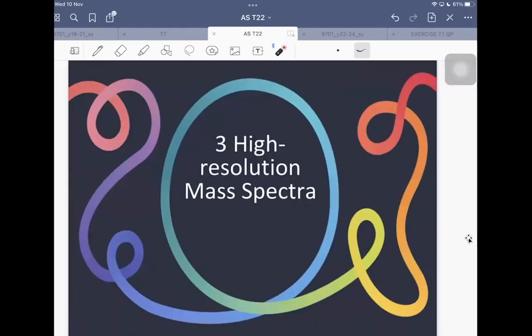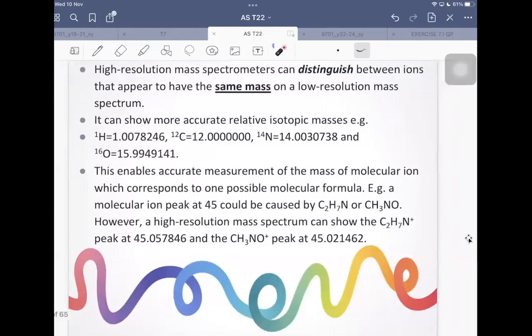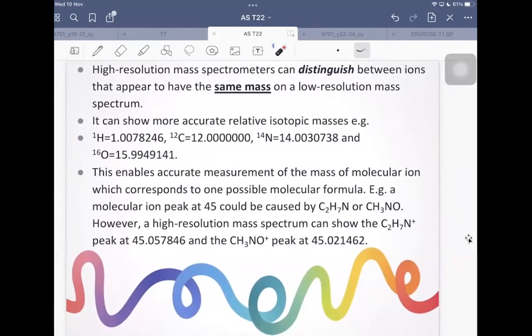High resolution mass spectra. Okay, so high resolution mass spectra is self-explanatory. There's no learning objective for this part, but it was mentioned in your textbook, so I thought I'll just talk about it once, right? High resolution mass spectrometers can distinguish between ions that appear to have the same mass on a low resolution mass spectrum. So low resolution mass spectrum is the one that gives out the mass to charge ratio as nice whole numbers. Like for hydrogen, it's 1, carbon, it's 12, nitrogen is just 14, but in a high resolution, nitrogen is actually 14.0030738. And oxygen in a low resolution mass, we use 16, but actually in a high resolution mass spectrometer it is 15.99499141.